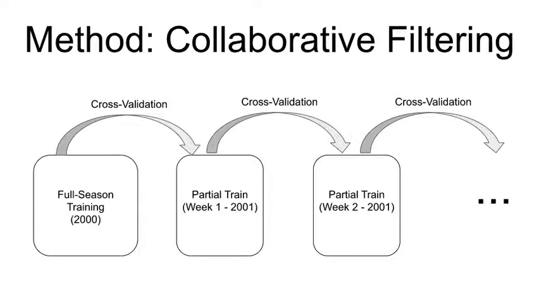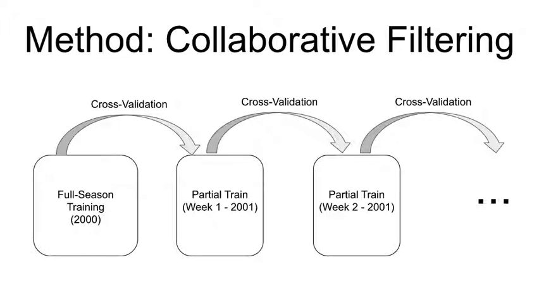Now, it's slightly more complicated because in this case, we have a situation where the players and the teams evolve over time. We have week to week changes. So, in order to handle this, I first trained my model on a full season way back in 2000. And then I used those results to check how well the model performs on week one of the next season. And then I train a little bit on week one. And then I try to predict week two.